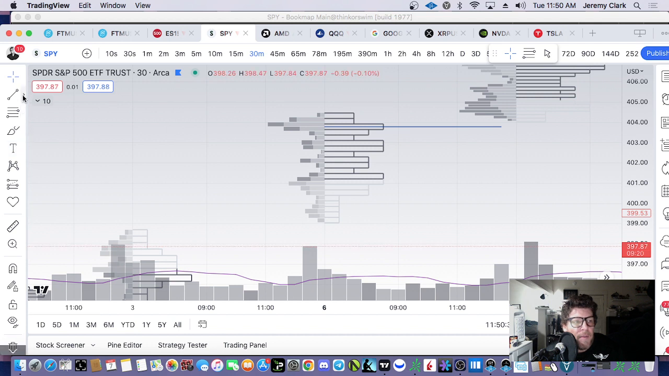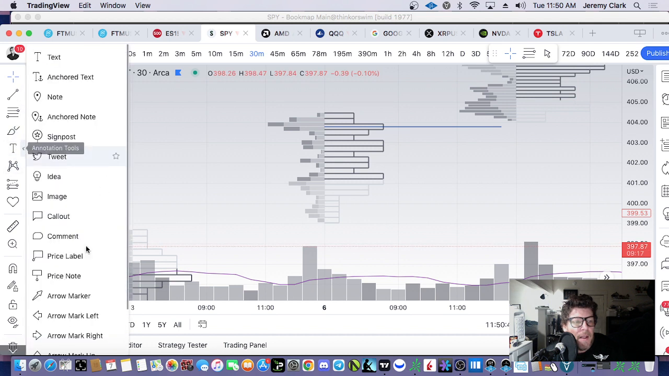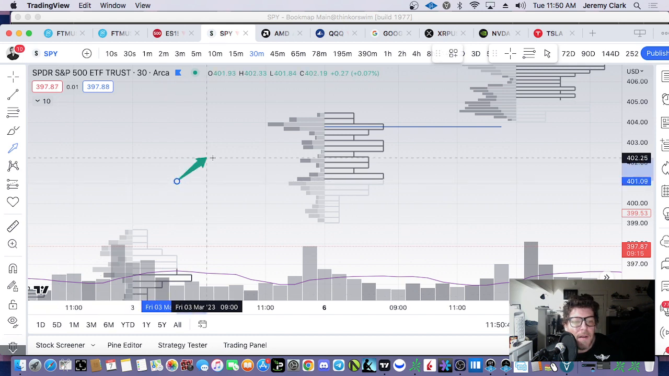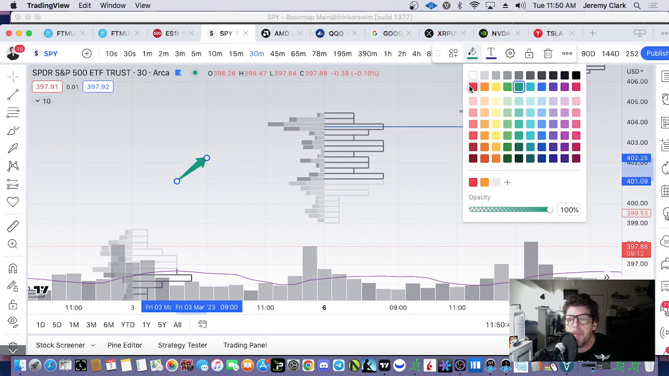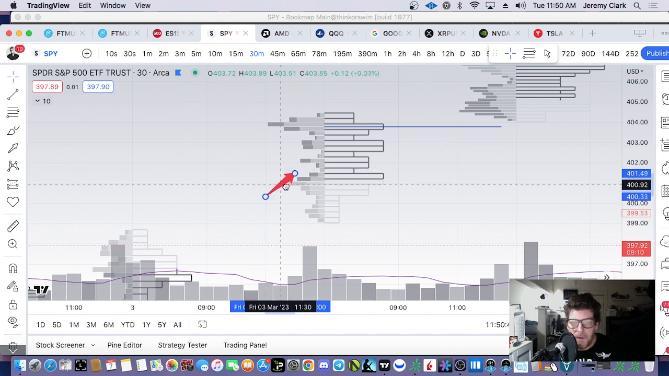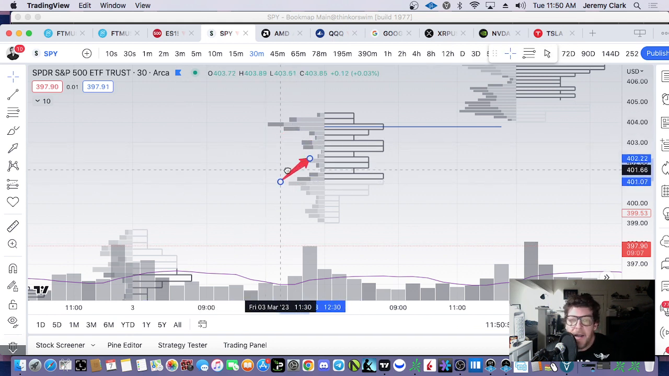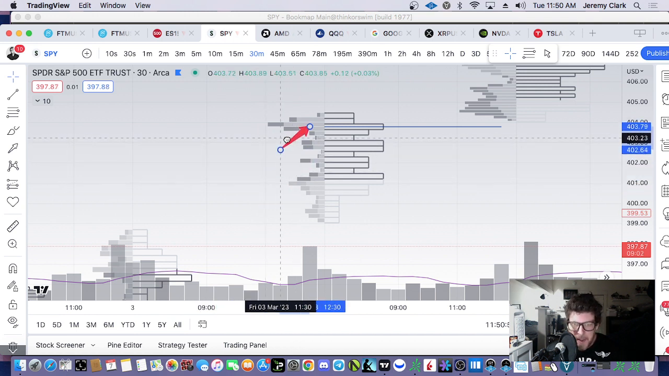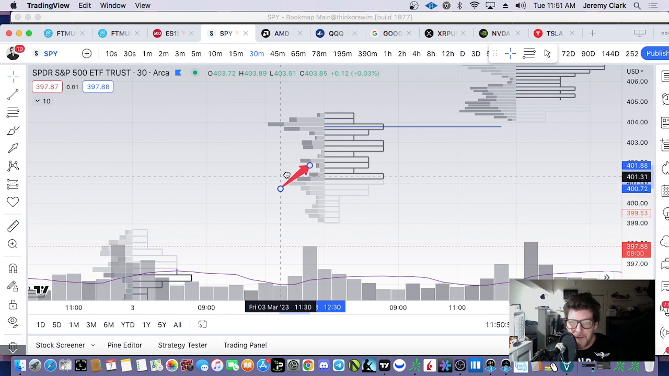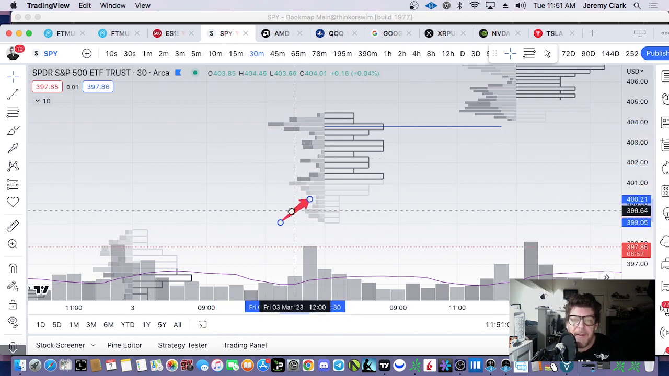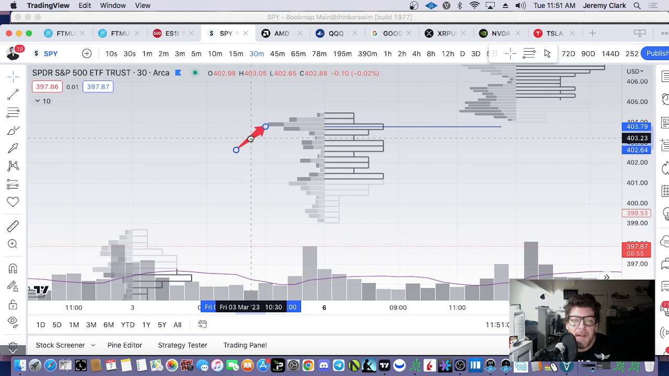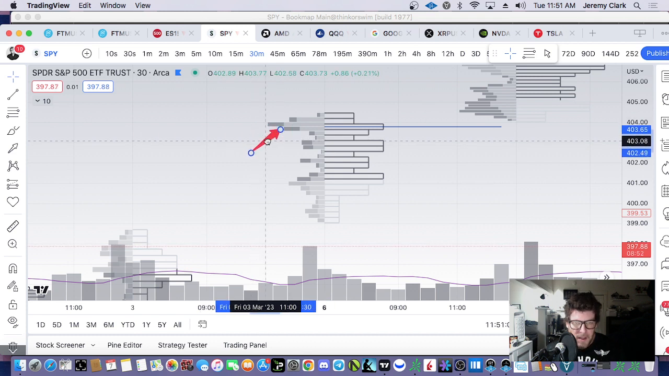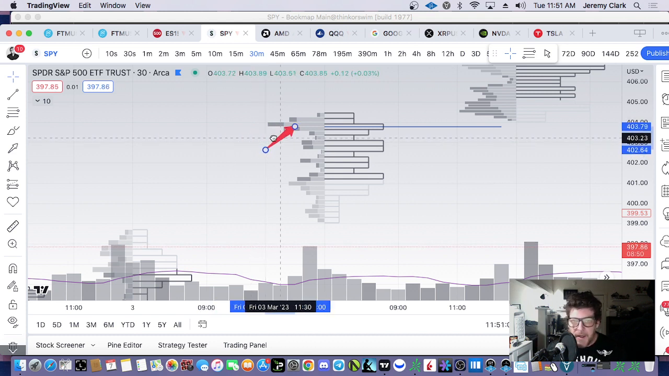Let's see, I'm just going to pull up an arrow here. Okay, so one daily session. We've got the volume profile set to the right side. So this right here would be yesterday's volume profile. This is the area where volume traded the heaviest. And right here you can see this was the point of control, or the volume point of control. This is where price traded the heaviest throughout the session in terms of volume.